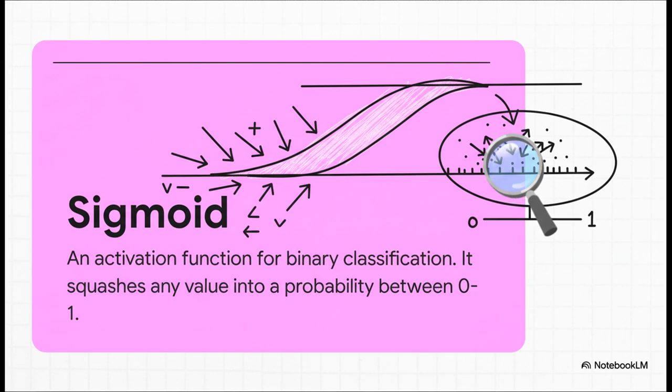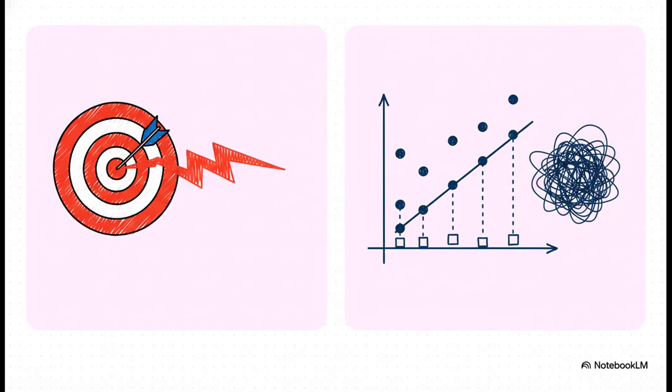It's brilliant. It takes any number you throw at it, no matter how big or small, and squishes it down neatly into a value somewhere between 0 and 1, perfect for representing a probability. So, how does the network actually know if its predictions are any good? Well, it uses something called a loss function, which is really just a fancy way of saying it has a method for scoring how wrong it is.